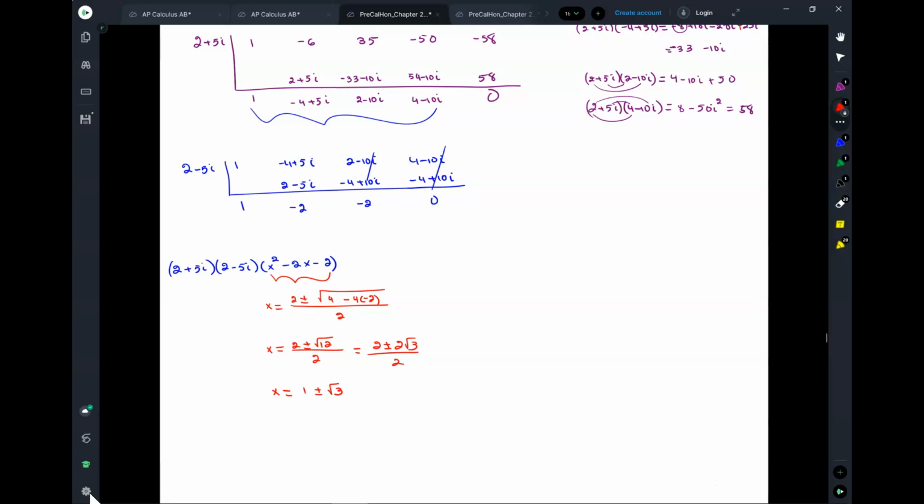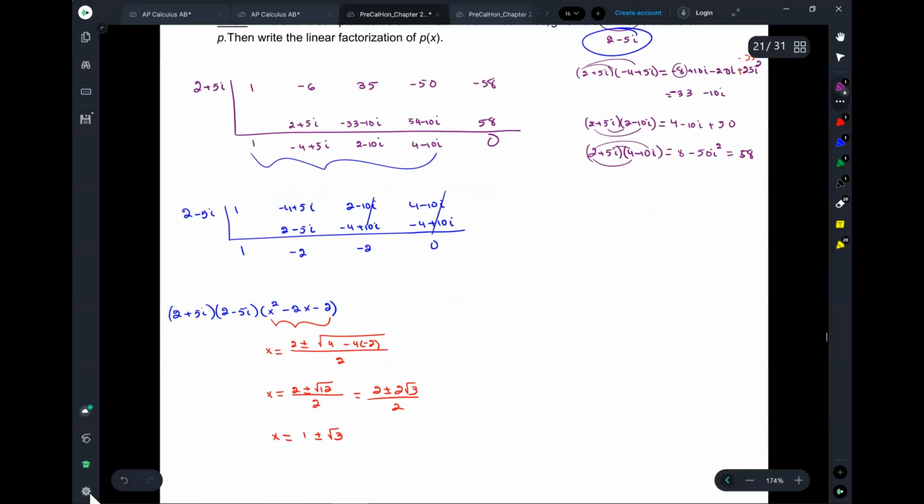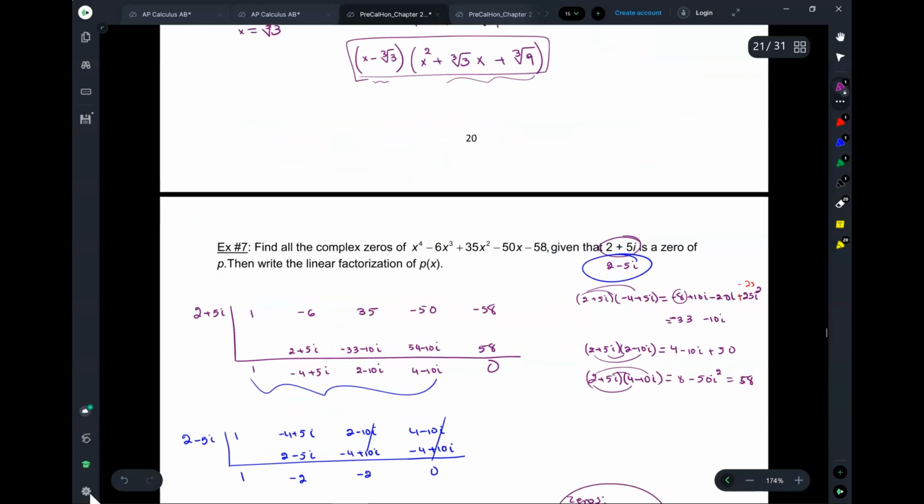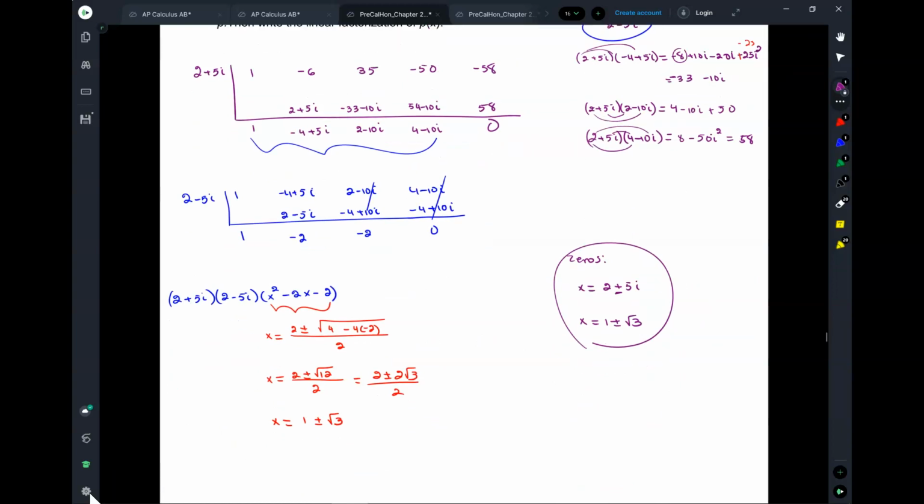Now I have completely forgotten what it is that I was supposed to find. Oh yes, I was supposed to find the zeros. So what are the zeros of this function? X equals 2 plus 5i, 2 minus 5i, I can write it like this, and x equals 1 plus or minus root 3. X to the power of 4 has 4 real and complex zeros.